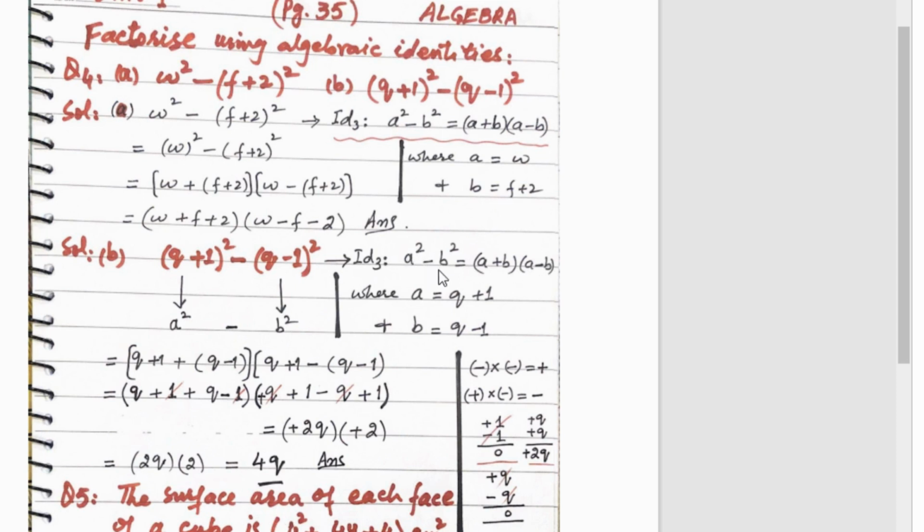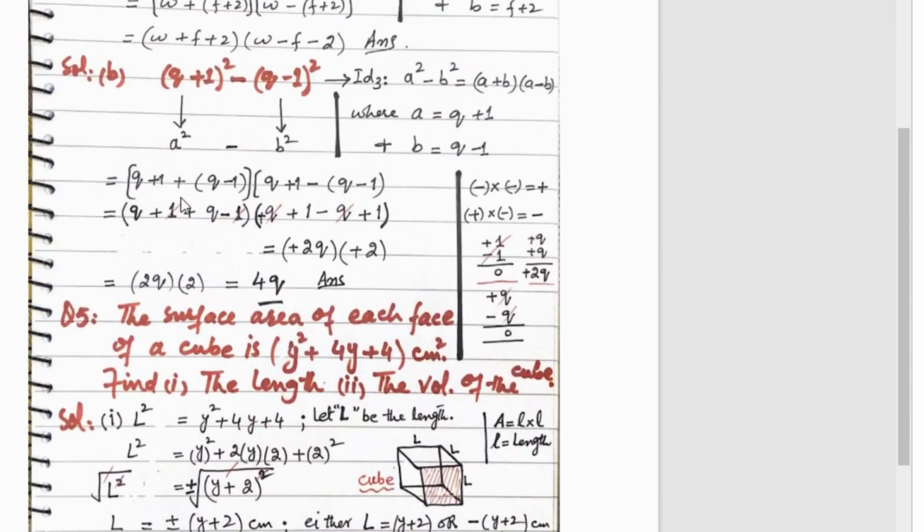because a square minus b square is given to us, where a is equal to q plus 1. Now a is replaced by q plus 1 and b is replaced by q minus 1. At the place of a and b, we will write down q plus 1 and q minus 1 as a and b. Come to the question.